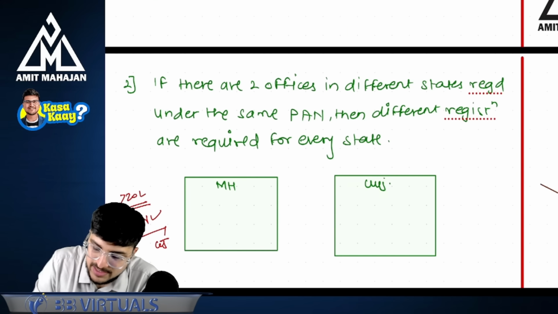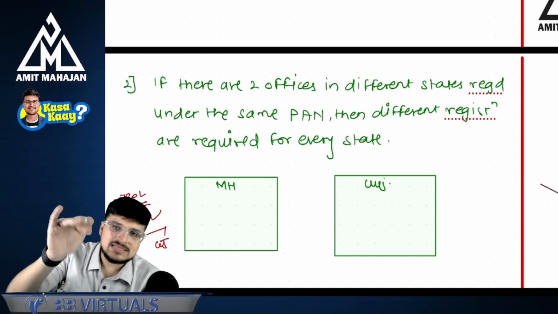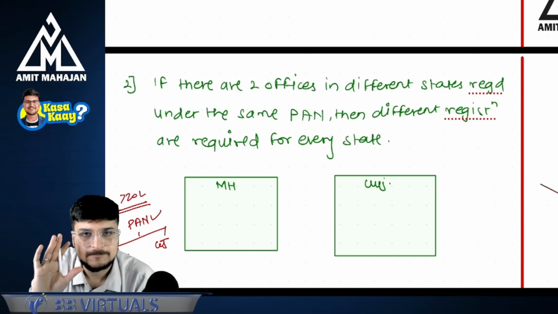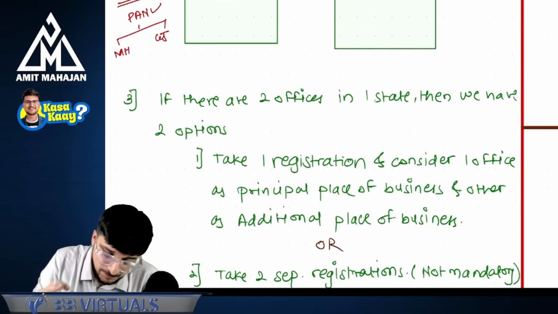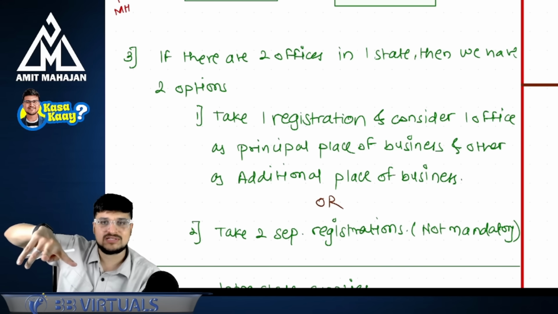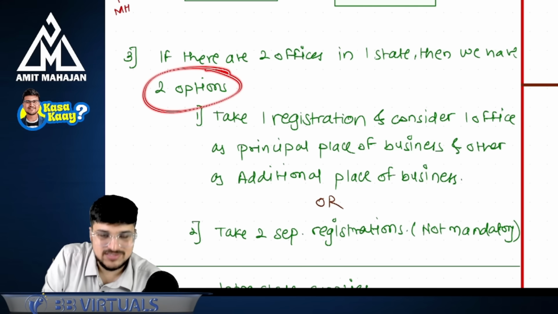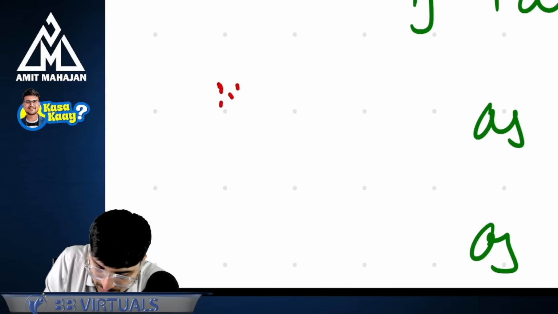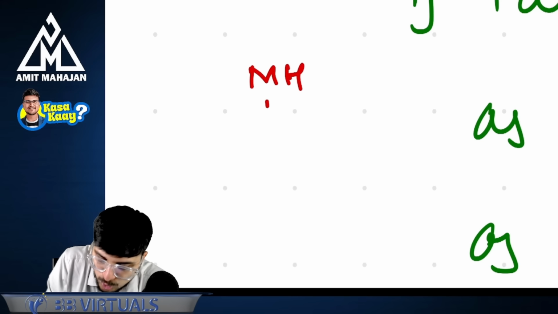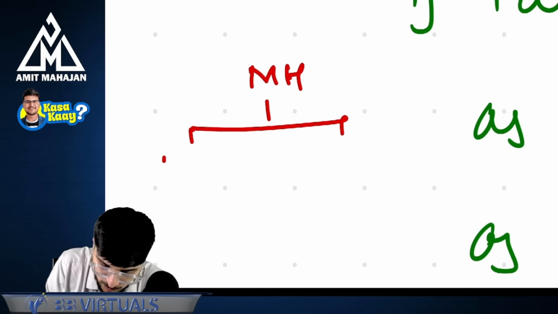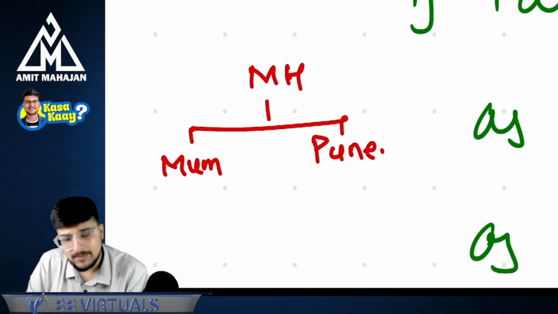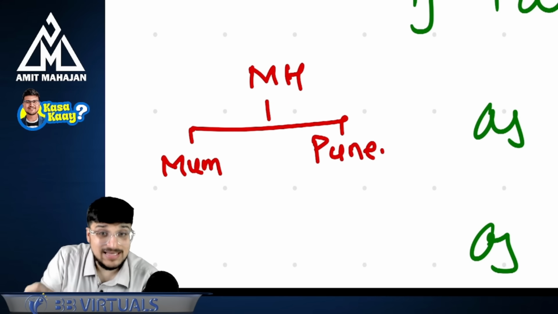Understanding? Okay. Look here now. If there are two offices in different states registered under the same PAN, then different registrations are required to be taken for every state. Okay. Perfect. Please try to understand now. If there are two offices in one state, then we have two options. Say, for example, in Maharashtra there are two offices. One is in Mumbai and second one is in Pune. So in one state there are two offices, then I have two options.